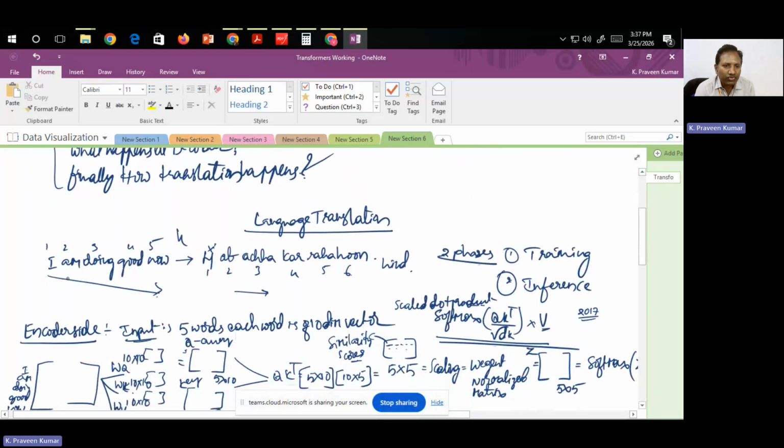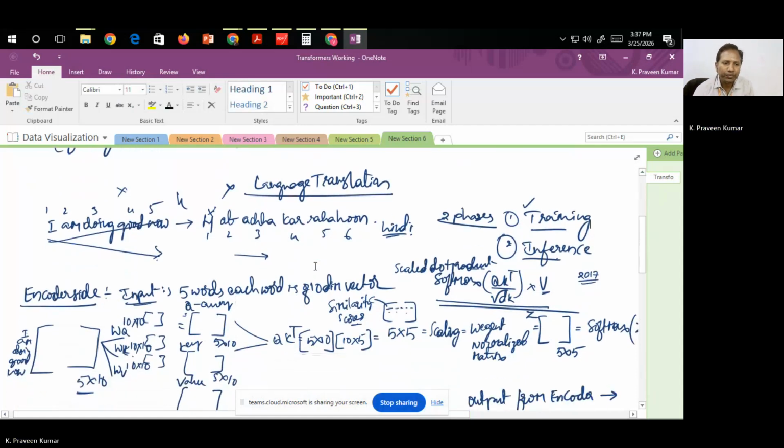Let's take this sentence: "I am doing good now." And "मैं अब अच्छा कर रहा हूँ" is the translated Hindi sentence. This is going to be my X part and this is going to be my Y, so my input and my output. There are two parts, training and inference. Usually we talk about training. In training, the model has to look at this sentence and produce this sentence, so that it learns the weights. This is what is expected of the transformer.